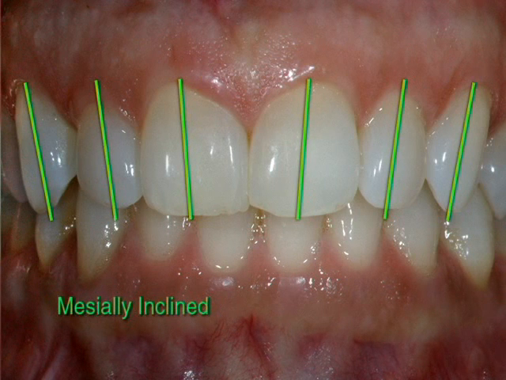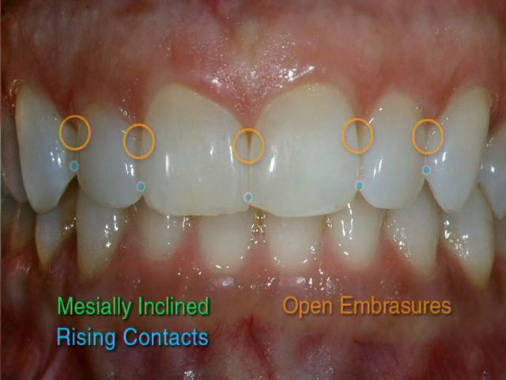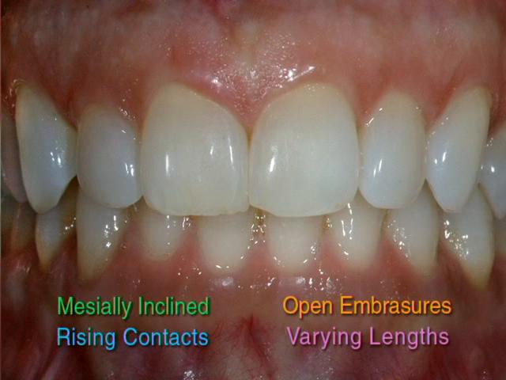Number 1, the teeth must be mesially inclined. Number 2, the teeth must have rising contacts. Number 3, open embrasures must exist between adjacent teeth. And number 4, the lengths of the anteriors will vary. We'll talk about mesial inclination first.